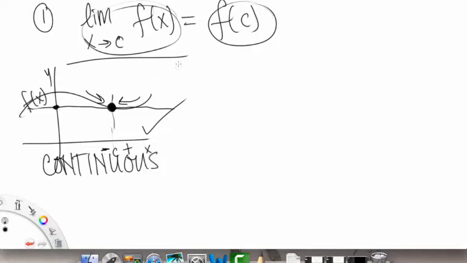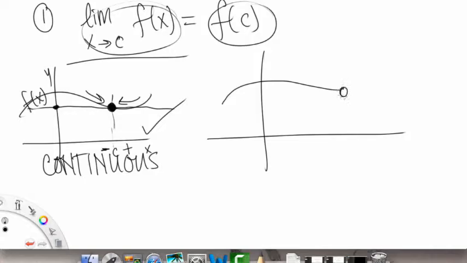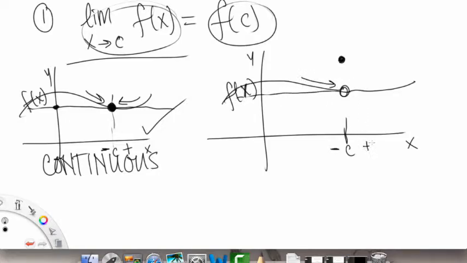Alright, let's look at an example where the limit exists, but the function is still not continuous. Let's say we have something like that. We're going along, here's point c, and we're still going along, but here's the point up there. This is our x value of c, this is x, this is y, f of x. Let's look at the limit part first. Coming from the left side, we're approaching this value here, and coming from the right side, we're approaching that same value. So the limit exists, definitely.